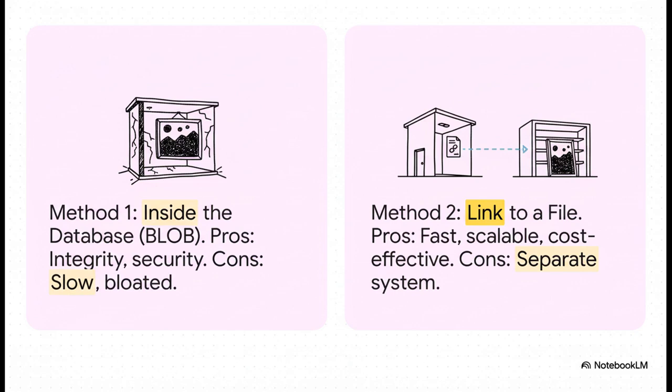Method 2 is almost always the better way to go. You store the painting in a separate high-tech art storage facility, and in your house, you just keep a simple little note that says where to find it. This keeps your database lean, fast, and lets a totally separate system do the heavy lifting of dealing with images.